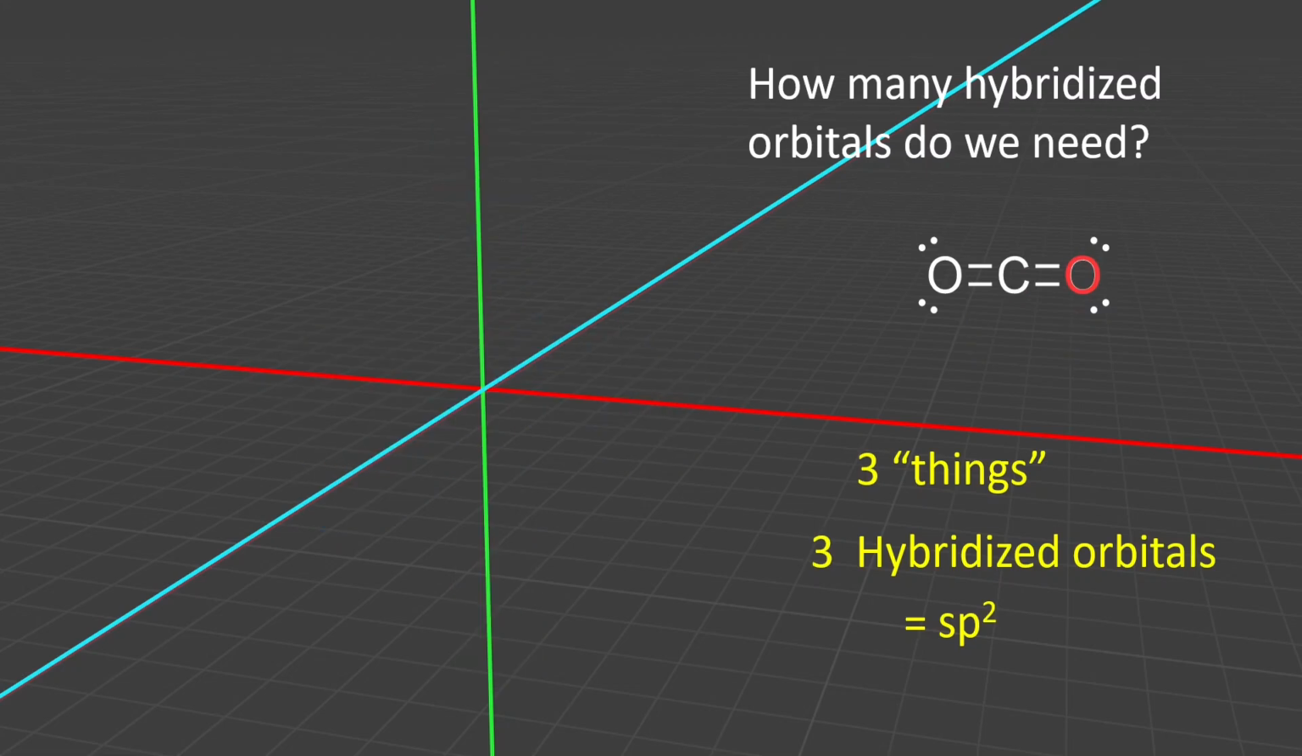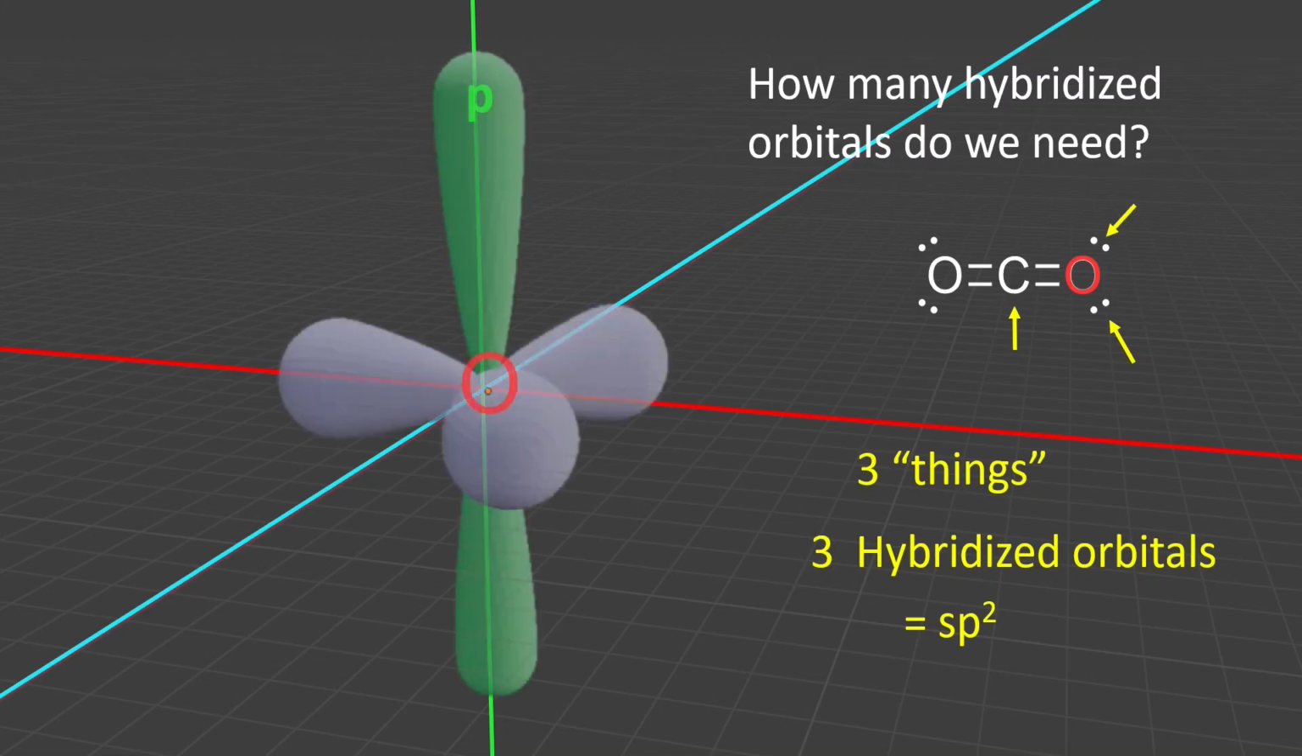The second oxygen is essentially identical to the first. It has 3 things as before and is therefore sp2 hybridized. I simply have it in a different orientation than the first, and you'll see why in a minute, but it will still have the 2 lone pairs and the connection to that carbon.